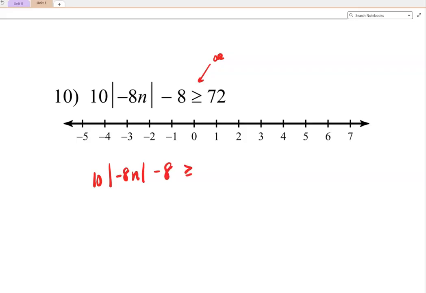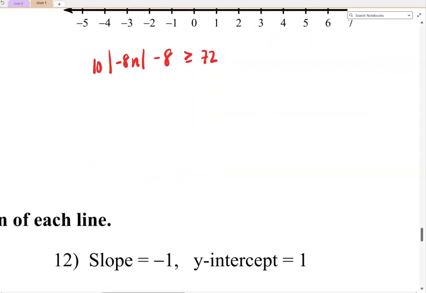First thing that I'm going to do is add 8 to both sides because I'm working to isolate the absolute value. So we have 10, absolute value of negative 8n. We're adding 8 to both sides, so we now have greater than or equal to 80. Next, we'll divide both sides by 10 to isolate the inequality. So negative 8n has to be, we're not changing the sign's direction yet. We'll just divide by regular 10.